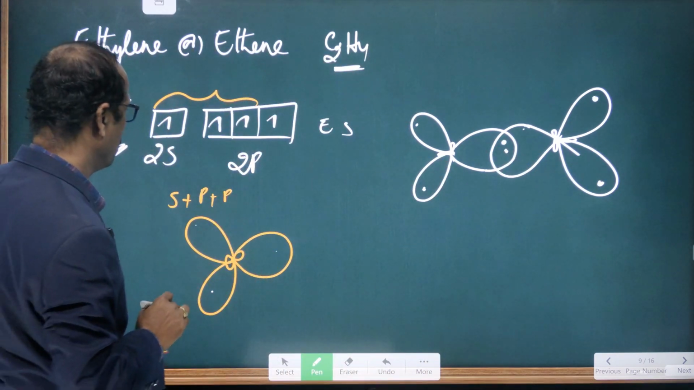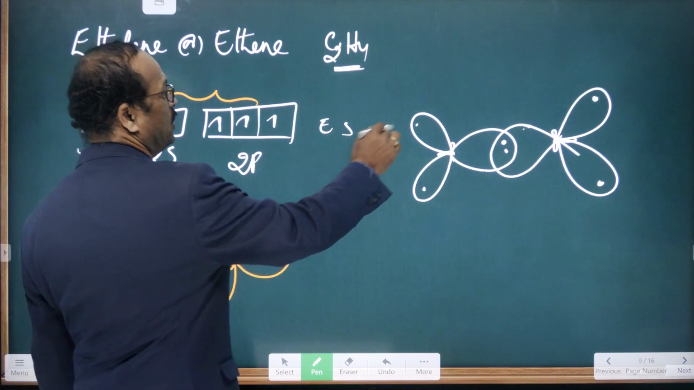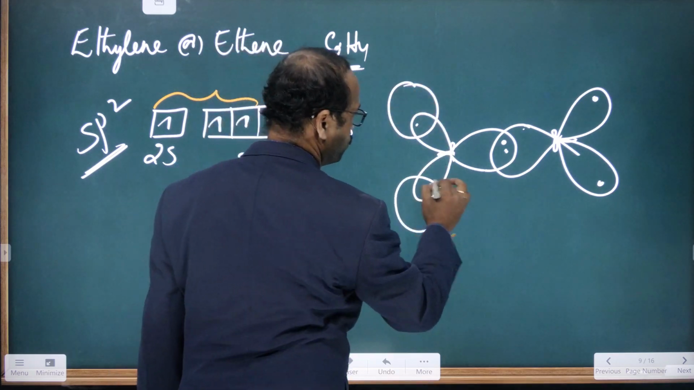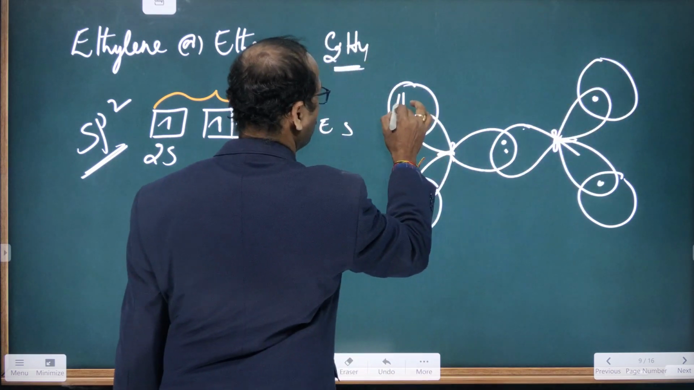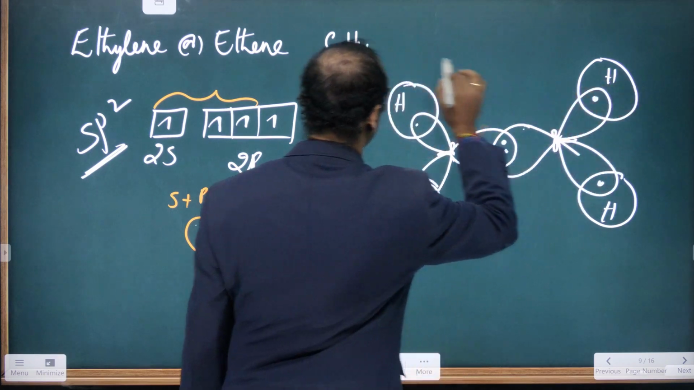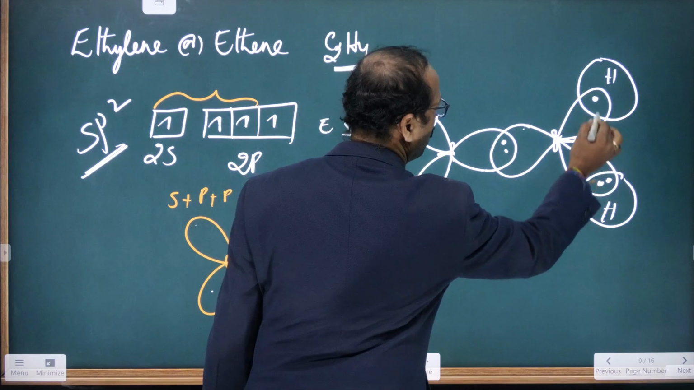Now how many hydrogens are there? 4 hydrogens are there. Each hydrogen has one electron in the s orbital. So now those 4 hydrogens will combine like this. Hydrogen, hydrogen, hydrogen, hydrogen. Each hydrogen has one electron.